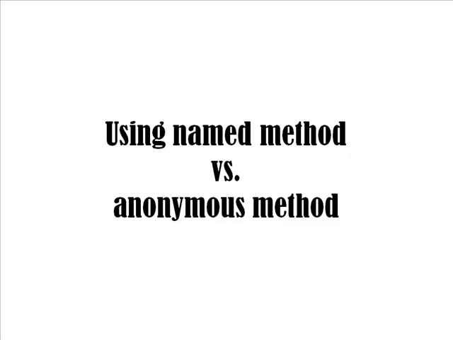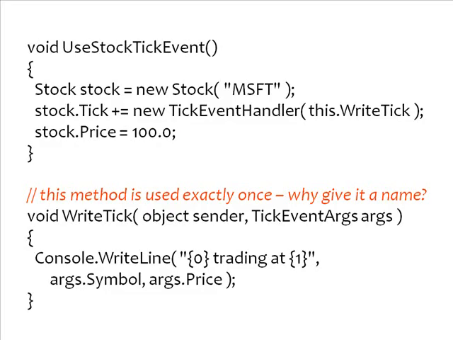Now how might I go use that named method? So here's an example at the top of using the stock. So let's new up a stock. Let's add a tick event handler. In this case, I'm adding a handler called writeTick, and I'm going to define that below. And then we go set the stock price. That's going to cause the event to get raised. As a result, writeTick gets called. So here's writeTick down at the bottom. Just going to do something, in this case, call writeLine and write out that information.